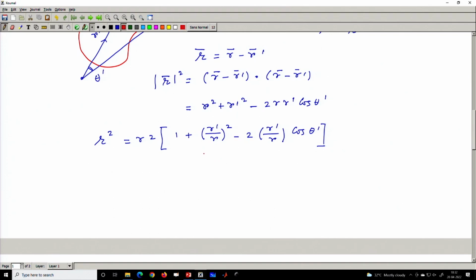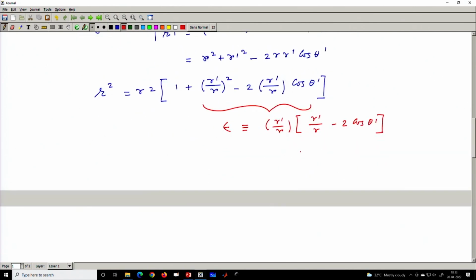Now, let us consider this part to be epsilon, which is essentially r prime divided by r times r prime divided by r minus 2 cos theta prime. I just write it as epsilon to make life simple. Then my curly r will simply be r times 1 plus epsilon to the power half.